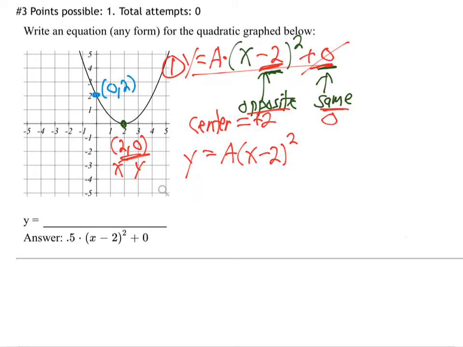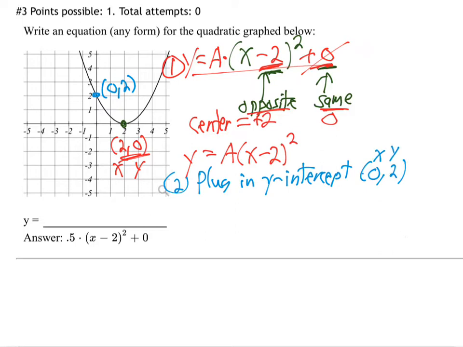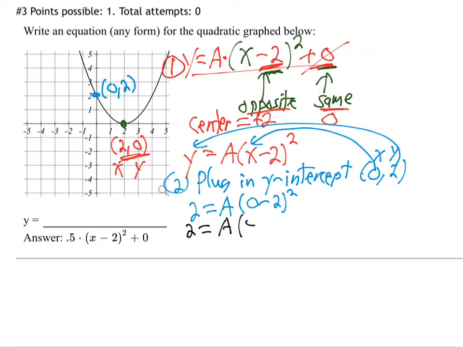0, 2. So step 2, plug in the y-intercept, 0, 2. So x is 0, y is 2. So plug them in. So I'm going to take the 2, pop it in there, the 0, pop it in there. 2 equals a times 0 minus 2 squared. So that's 2 equals a times 4, right? Minus 2 squared is 4. How do you solve there for a? Divide by 4. Boom. A is 0.5. 2 divided by 4 is 0.5.